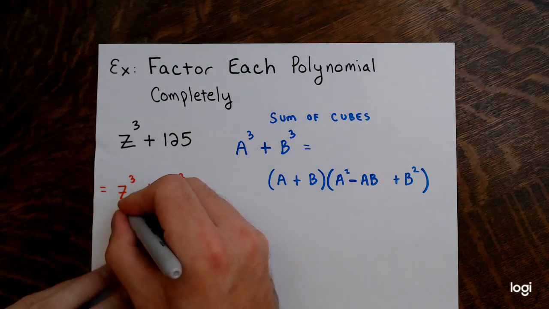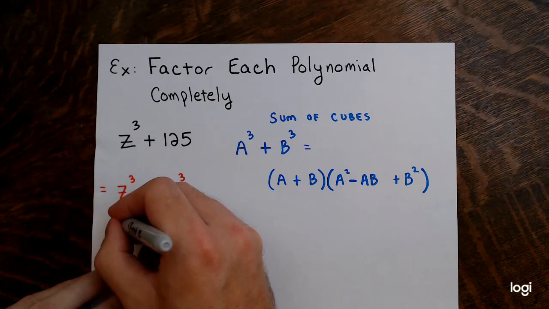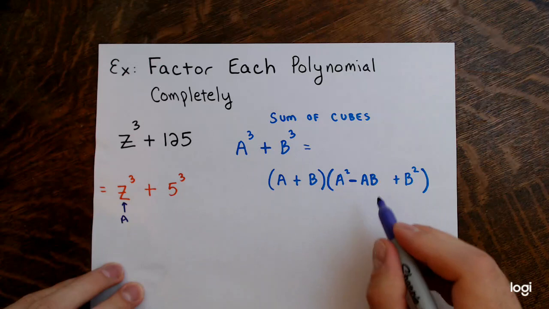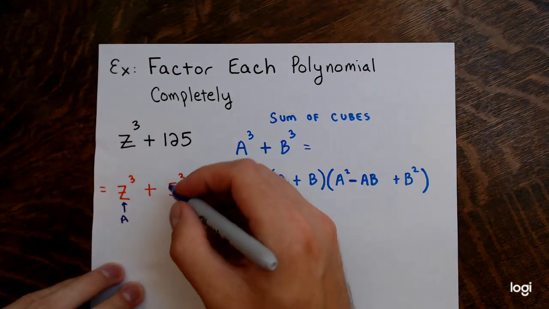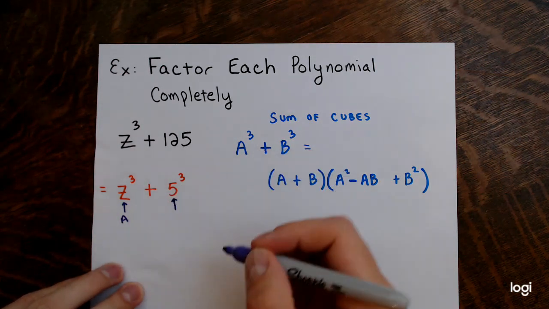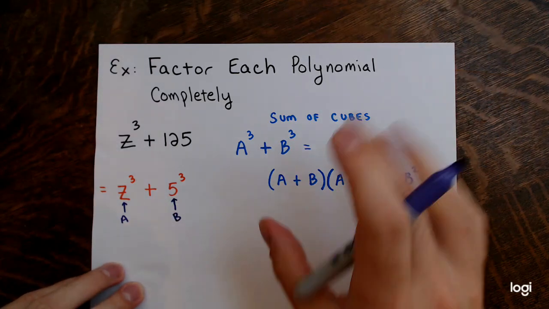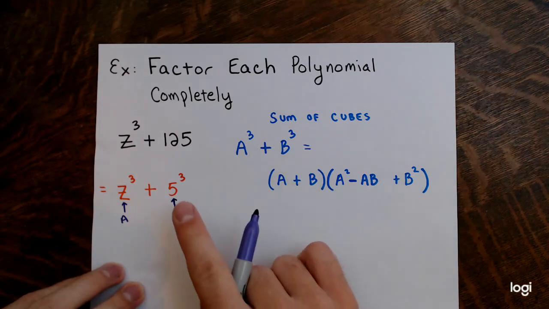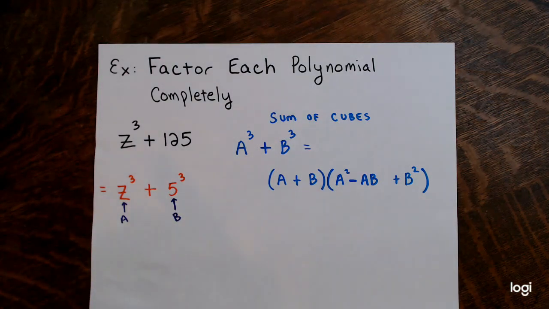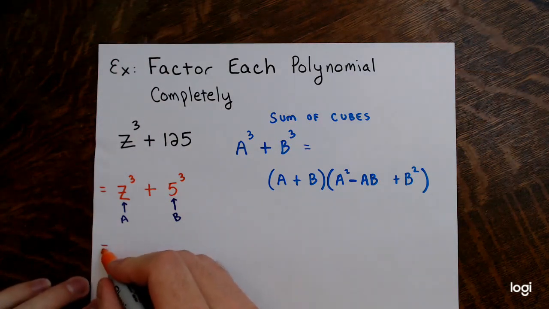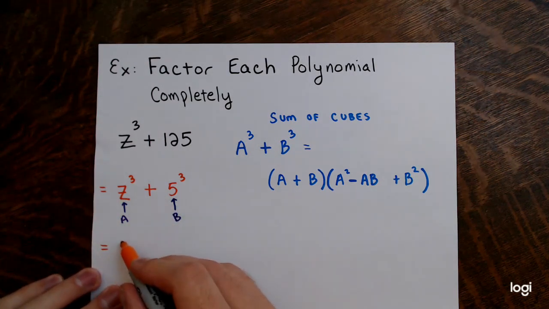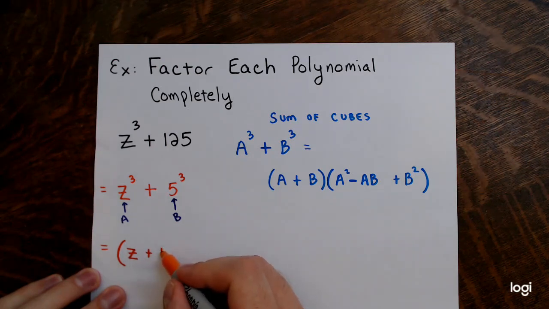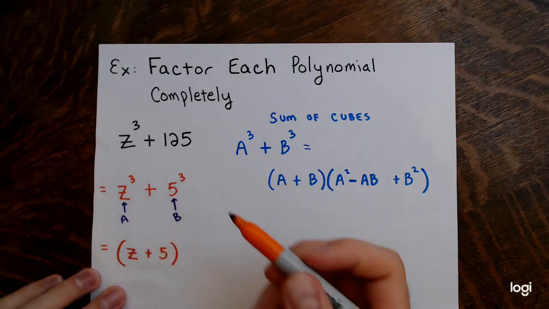And then this z that's being cubed is like the capital A. I can replace the capital A's throughout my little formula over here with z. And then the 5 is like the capital B, and I can replace all the capital B's in my formula with the number 5. So let's do that. So z cubed plus 5 cubed can be factored to z plus 5, right? Again, just simply removing the cubes, really.